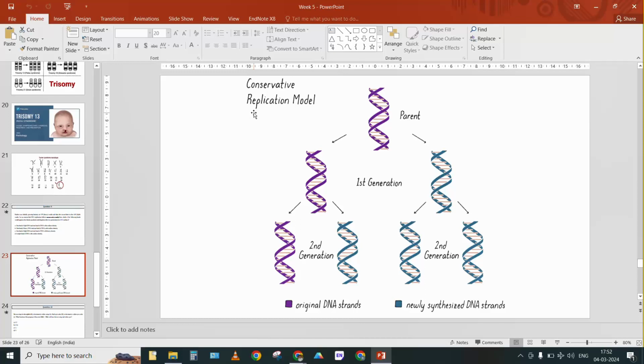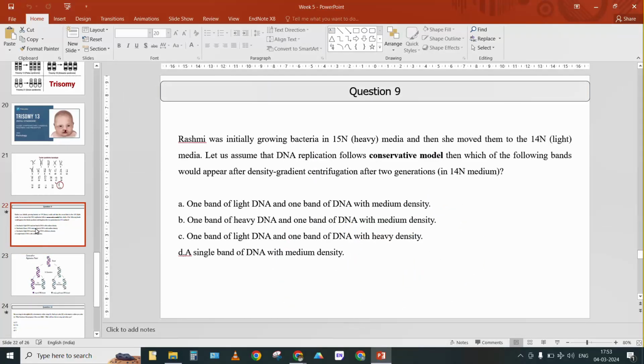On the other hand, the lighter band is 14N. This band represents the newly synthesized DNA strands that incorporated the lighter isotope, nitrogen 14, during replication. So these strands have a lower density. Concluding this question, after two generations in 14N medium, the density gradient centrifugation would reveal two bands: one heavier band containing the original 15N-containing DNA, and on the other hand, one lighter band containing the newly synthesized 14N-containing DNA.